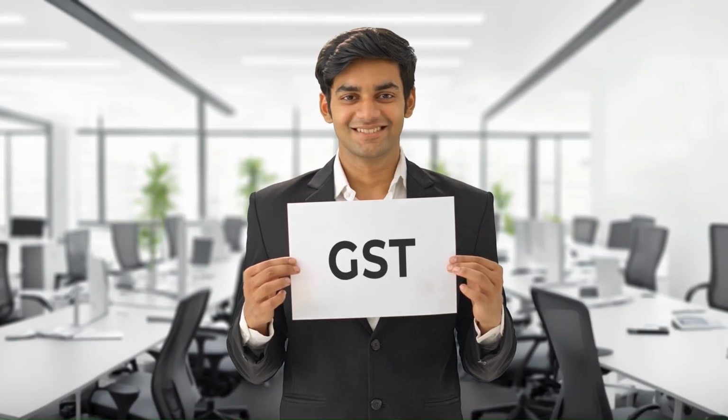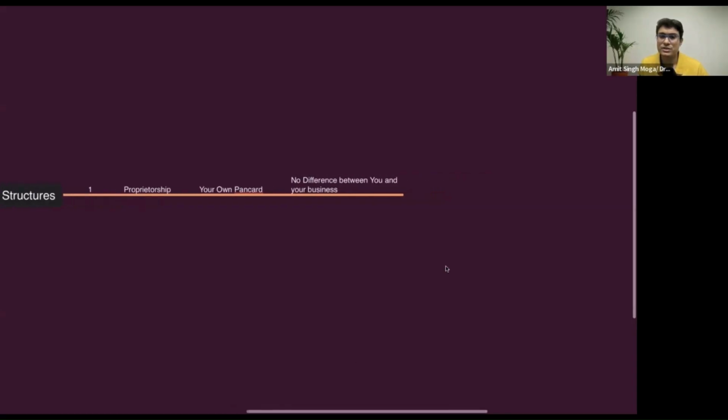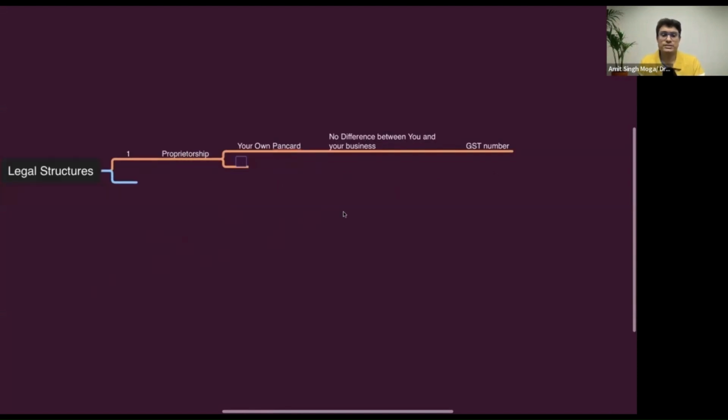In proprietorship also you can take GST. Some people were asking, can we take GST in proprietorship? Yes, of course, GST can be taken in proprietorship. If you have something which is GST oriented, you can take a GST number on this proprietorship. So let us understand its advantages and disadvantages. The advantage of proprietorship is that it is easy to make.